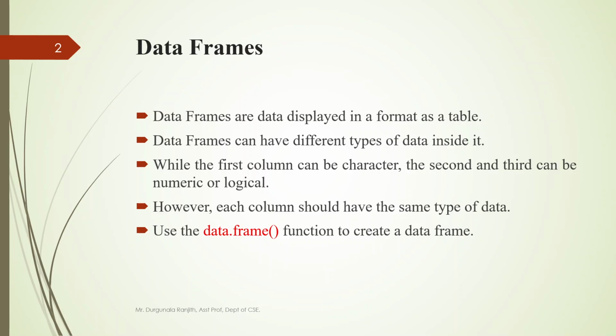For example, first column data can be a character, and second column data can be a numerical value, or third column data can be a logical value. So like that you can store any type of data into a data frame, but each column should have the same type of data. For example, if the first value of the first column is a character value, all the values should be character values only. All the second column values should be numerical values, and all the third column values should be logical values, and so on. That is the way you can create data in the data frames. And you create a data frame by using the data.frame function.